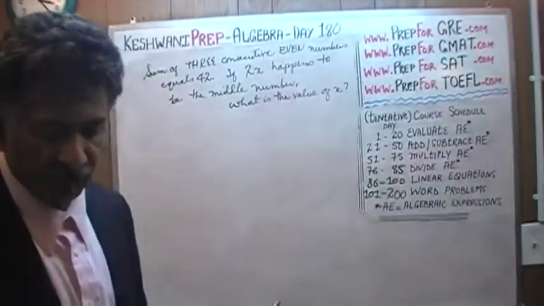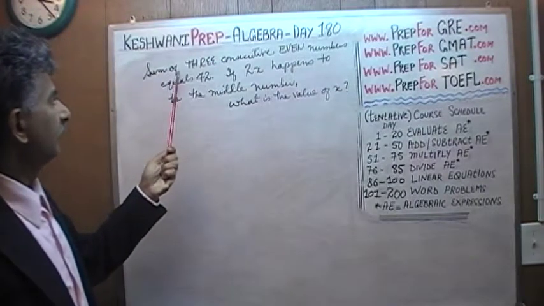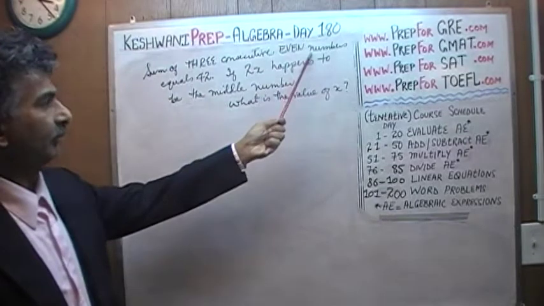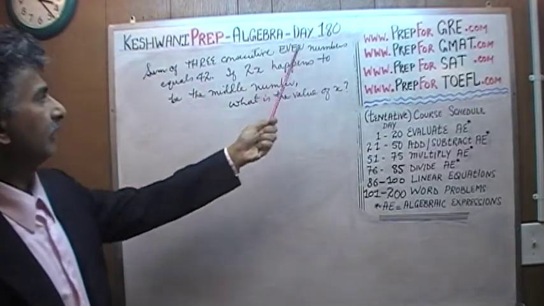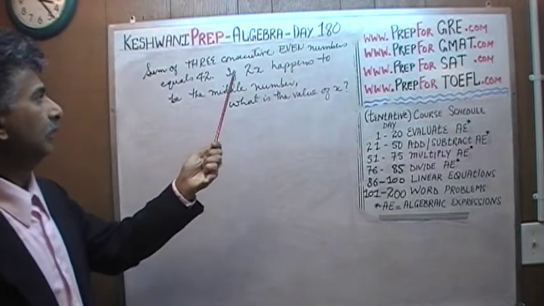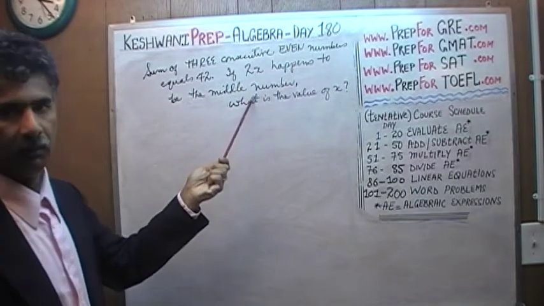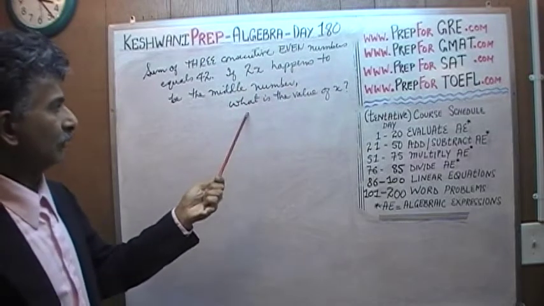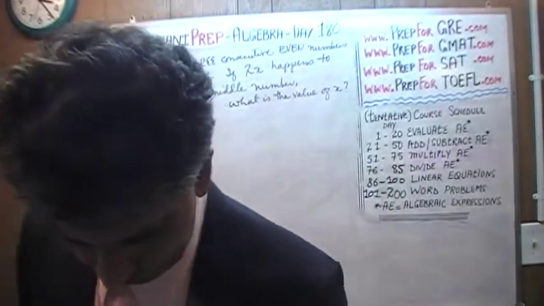The problem for today is already on the blackboard. I'm going to read it to you. It says the sum of three consecutive even numbers. Make sure you understand that they have to be even numbers. The sum of three consecutive even numbers equals 42. We are also told that 2x happens to be the middle number of the three consecutive numbers. The question simply is, what's the value of x? That's all. So let's get going then.